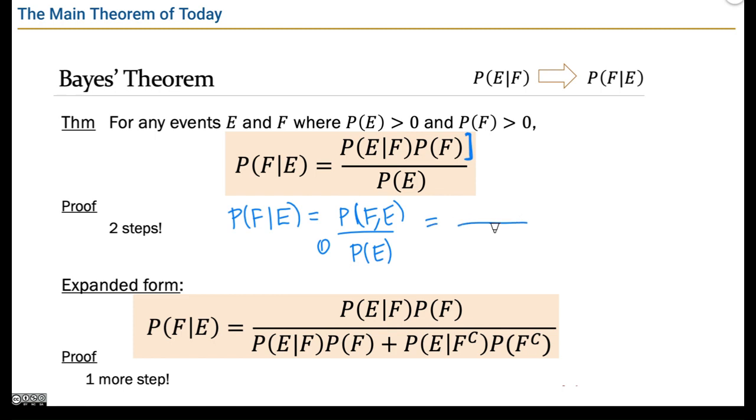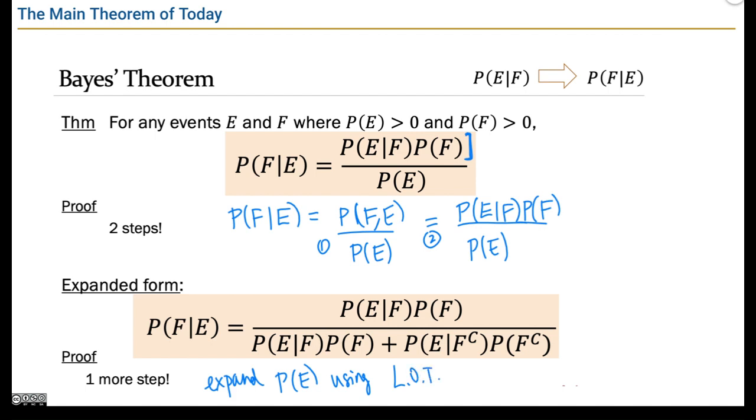And then in the second step, I'm just going to rewrite the numerator using the multiplication rule. And so then this becomes probability of E given F times probability of F. And then the third step to get to this expanded form is we're just expanding the denominator. So expand probability of E using the law of total probability. And that's how you get to this expanded form here. Okay, so where does this get us?